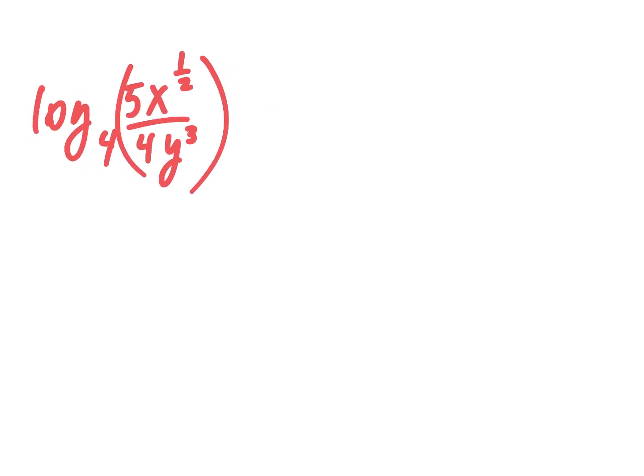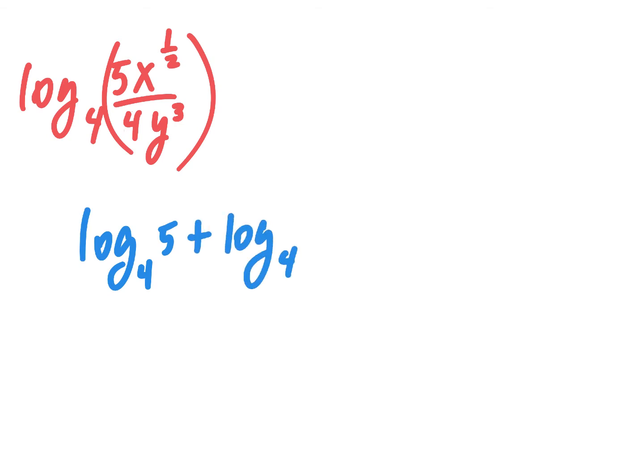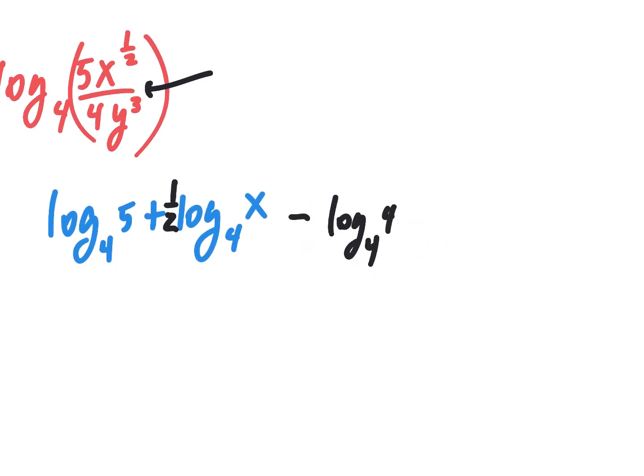Okay, we still have some debates going on about whether it's this way or that way. Let me help you settle it. Log base 4 of 5 plus log base 4 of x to the 1/2. What are you about to say? Yes? It needs to be 1/2 log base 4. Yeah, the 1/2 should be in front. Good. Okay, now this divide means there's a minus. And then there's a log base 4 of 4.